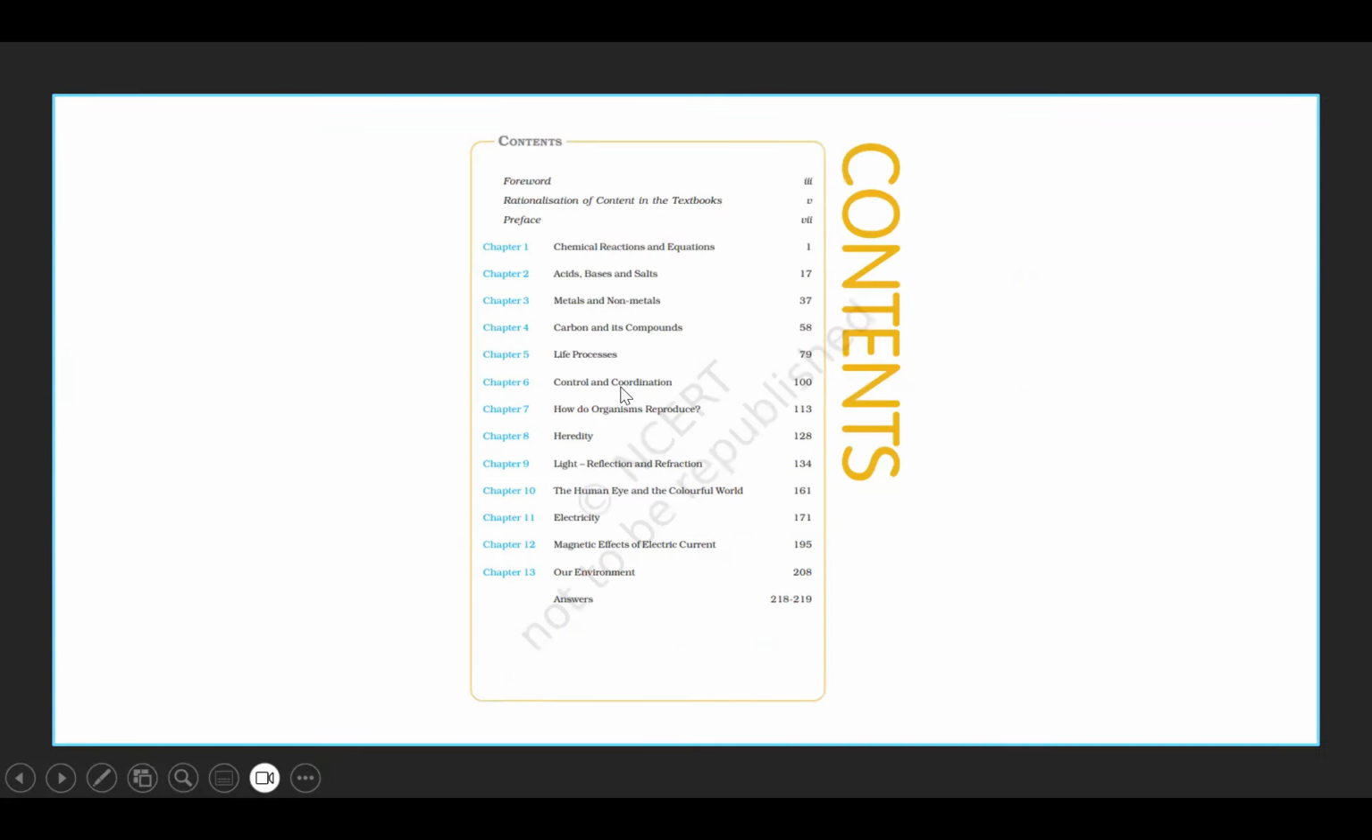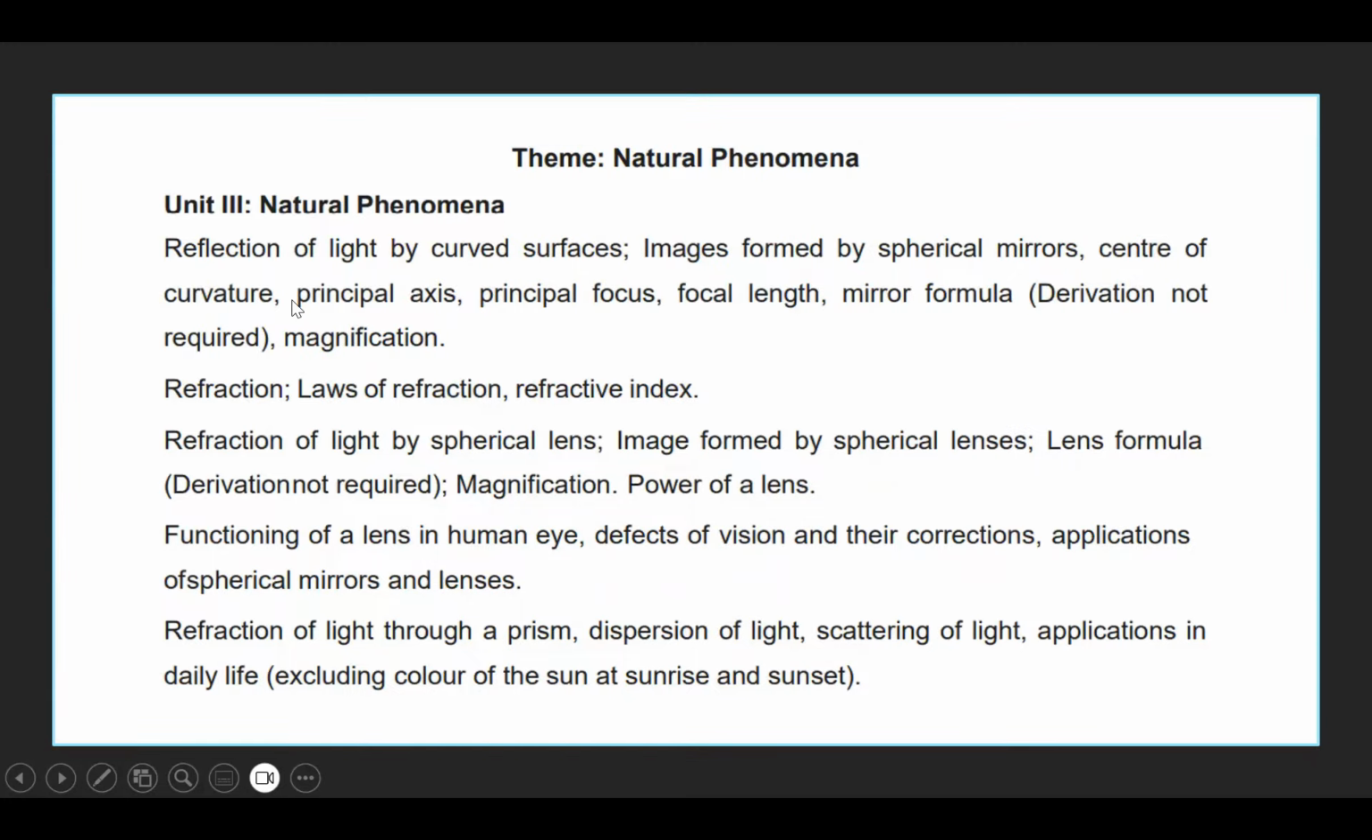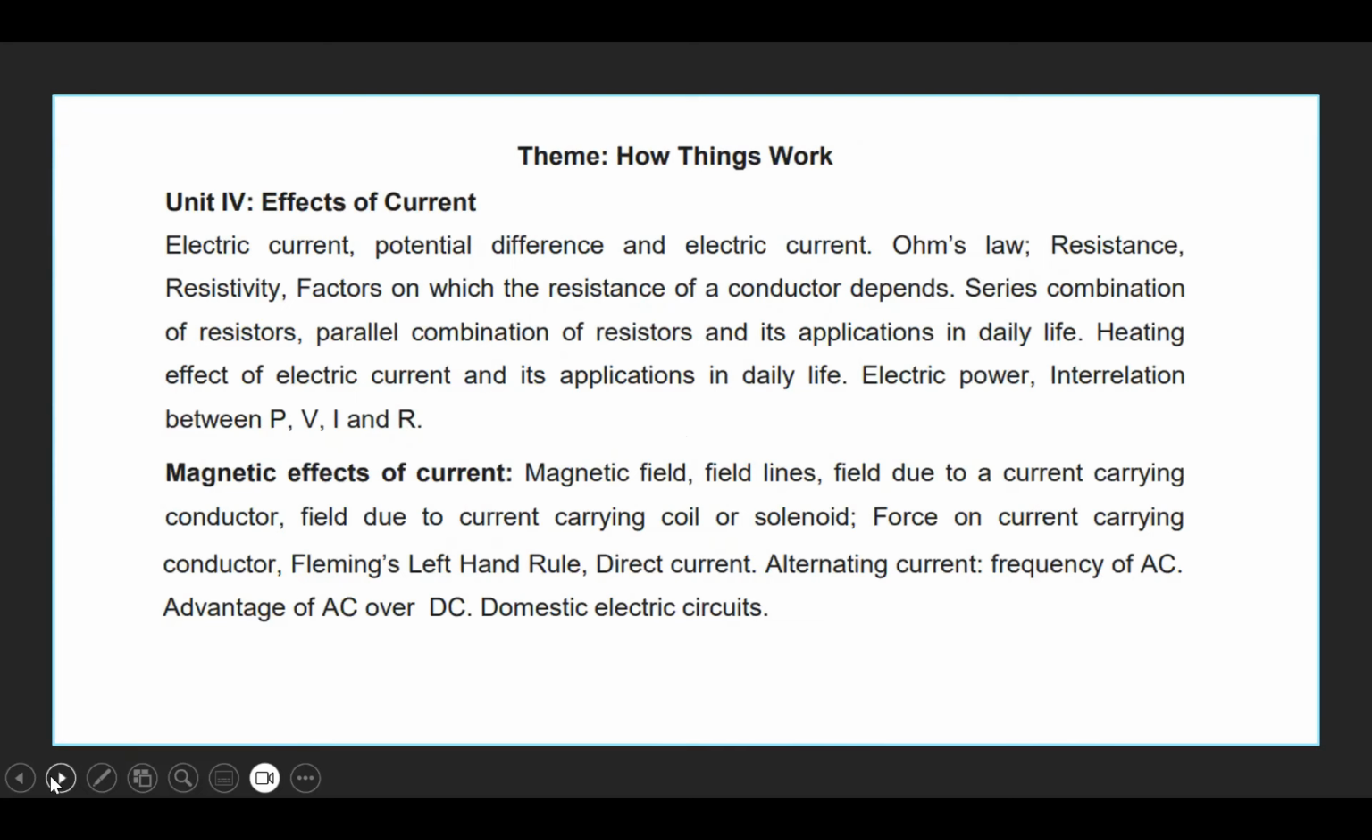Based on the textbook, this is the index page of the textbook. You can see there are a total of 13 chapters, out of which these 4 chapters are of the physics part: light, human eye and colorful world, electricity, and magnetic effect of electric current. These are the topics which are involved in the syllabus. No topic apart from these will be considered for the syllabus of grade 10 physics.